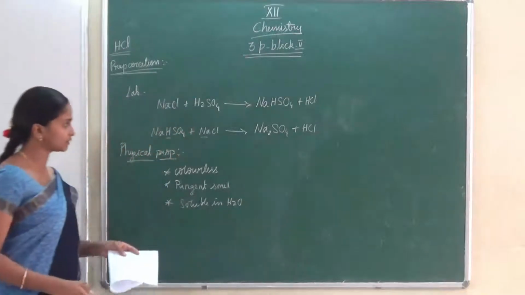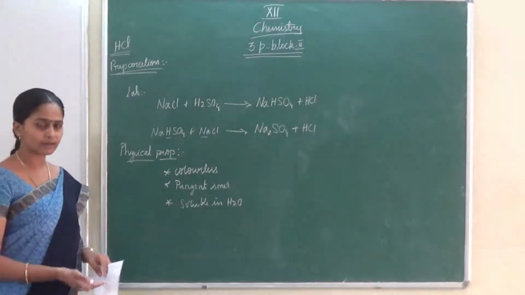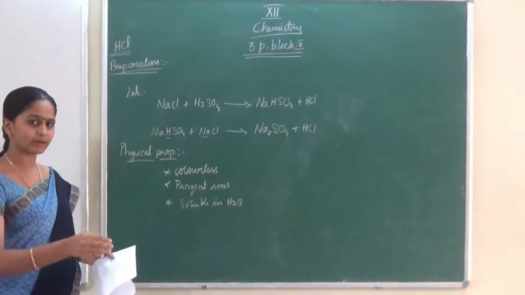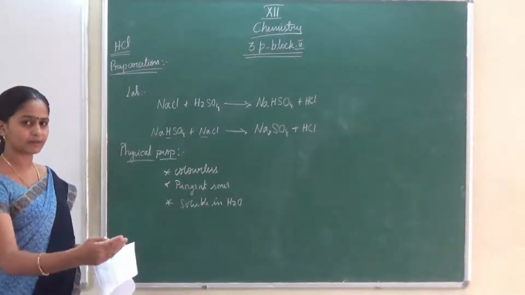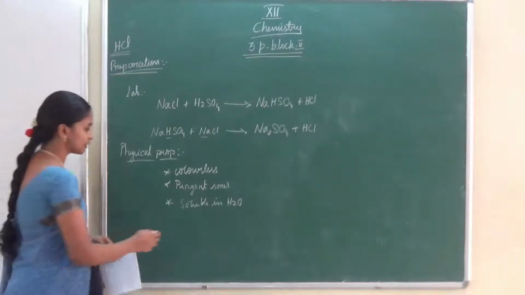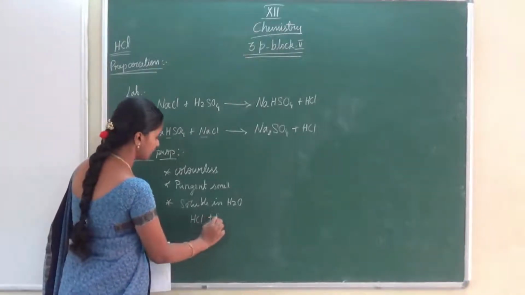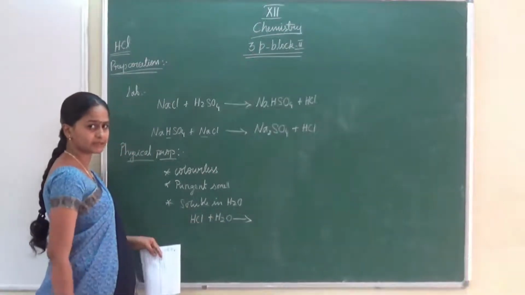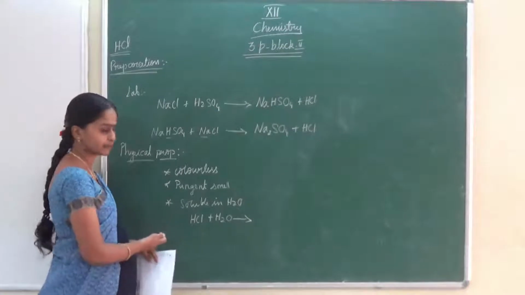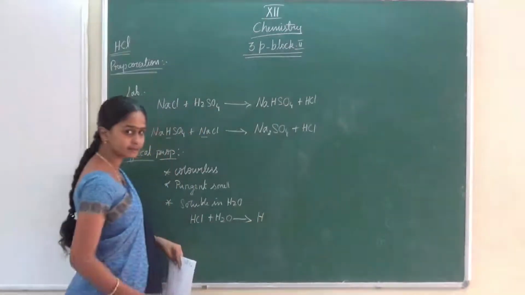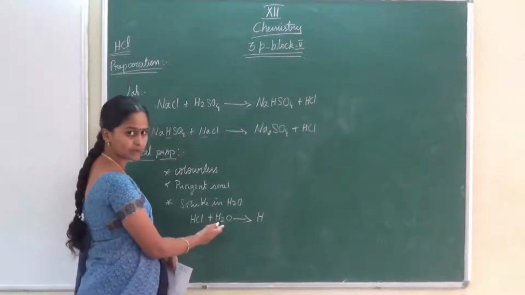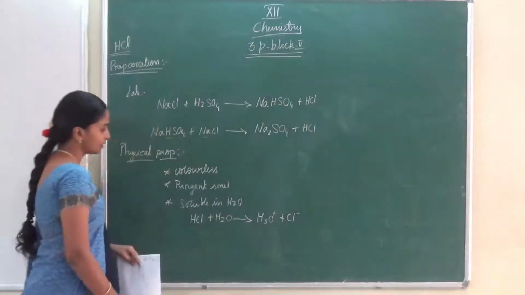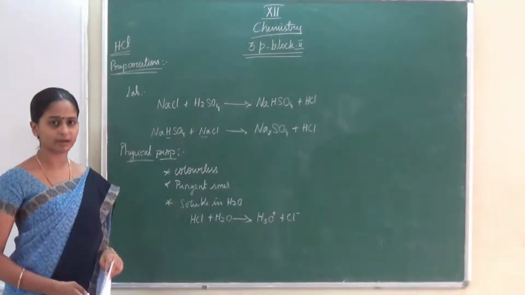Extremely soluble in water. So when this HCl dissolves in water, how will it be converted? We know it is an acid. When we add water, which will be released outside? Good. H plus will be released outside. So when we add HCl in water, H plus will be released. It easily produces H plus, that's why we call this an acid. H plus cannot exist freely; it always exists with water as H3O plus Cl minus. So these are the physical properties of hydrochloric acid.